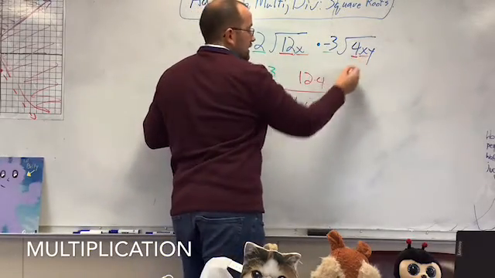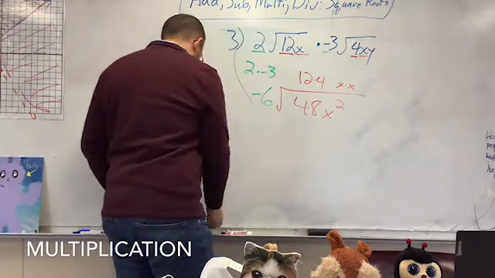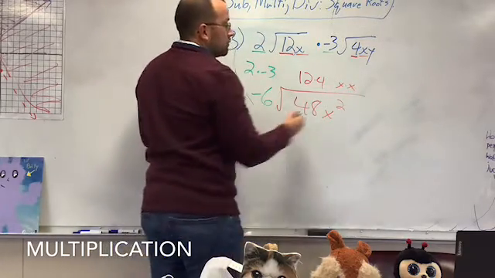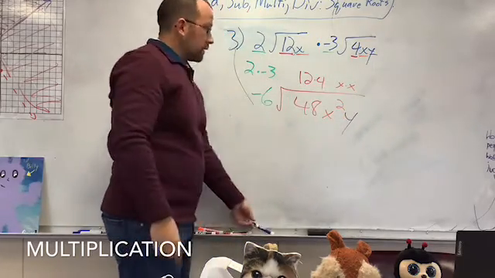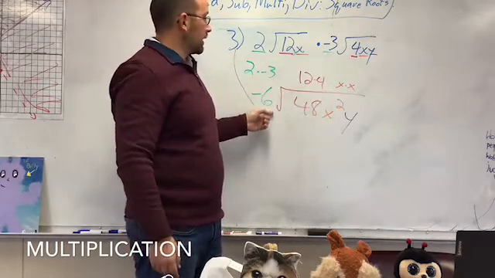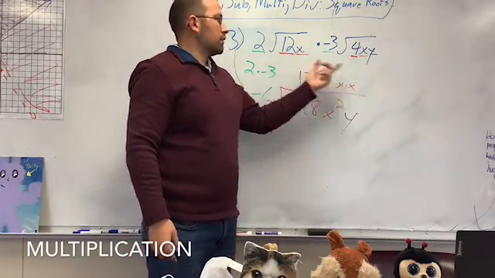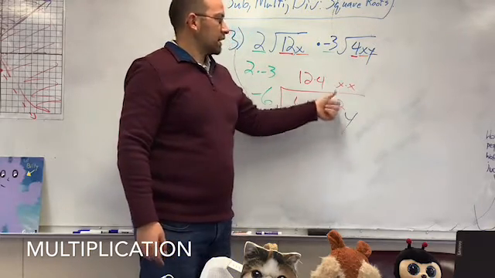Then I have an x and an x, x squared, and then I just have a y that I need to bring down. That's how I do it. All I did was multiply the two numbers out front first to get -6. Then I multiplied 12x times 4xy, which gave me 48x squared y.